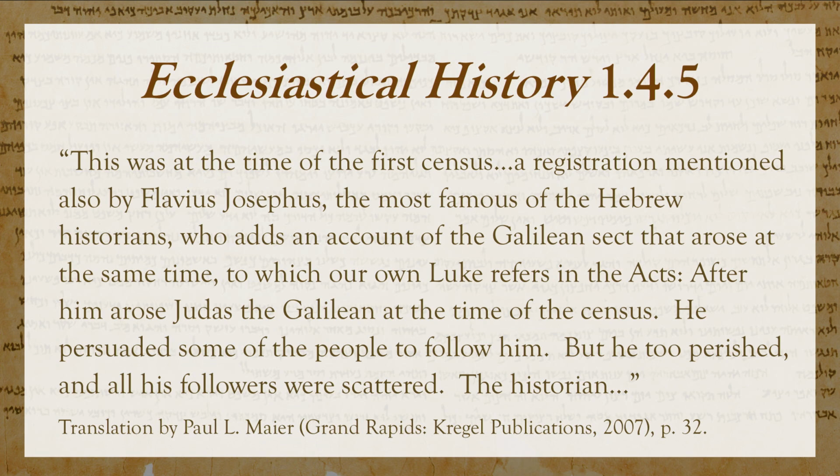"After him arose Judas the Galilean at the time of the census. He persuaded some of the people to follow him, but he too perished, and all his followers were scattered." He's writing a book on the history of the church, basically from the time of the New Testament up until the 300s AD. So he quotes everybody all the time, but one of the sources he quotes a lot is the Bible, the New Testament.